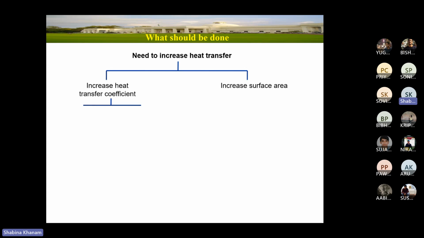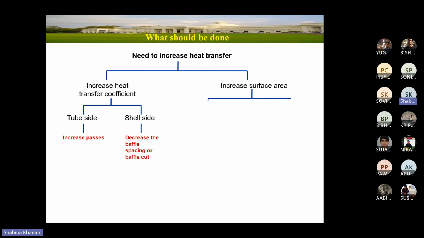So if you need to increase the heat transfer coefficient for the tube side, you can increase the passes. The tube side coefficient will increase because it will increase the velocity, and then the Reynolds number will increase, and so the heat transfer coefficient. But at the same time it will increase the pressure drop also, so you need to keep that in mind. For the shell side, we need to decrease the baffle spacing and baffle cut.